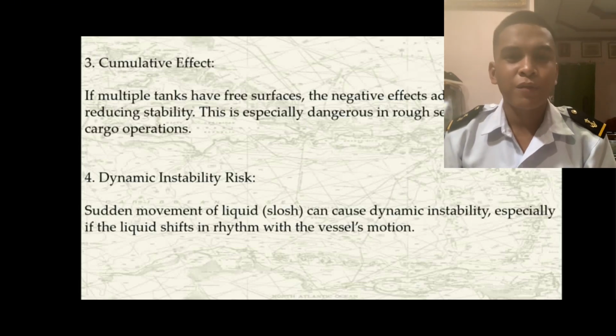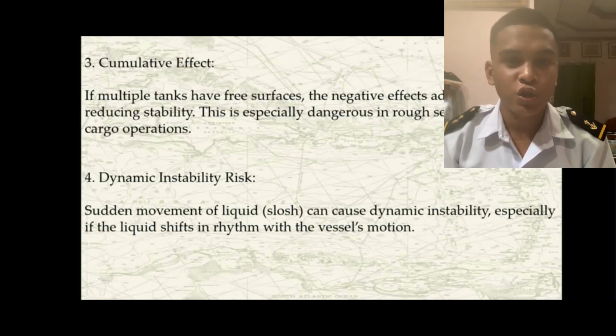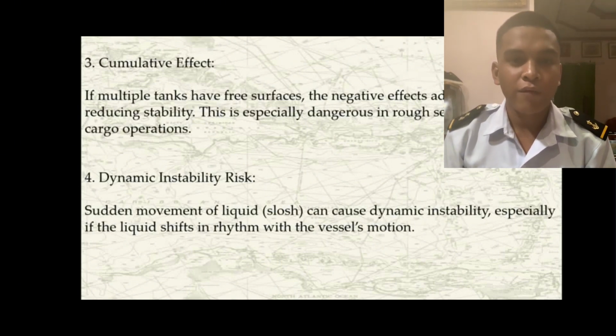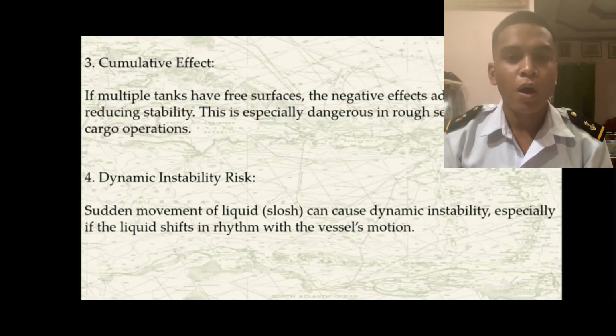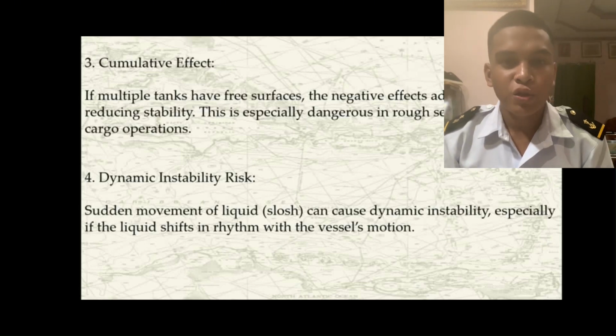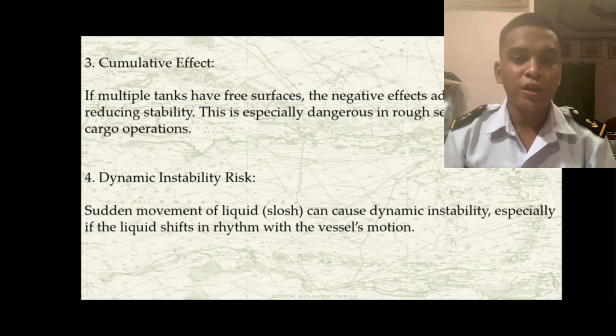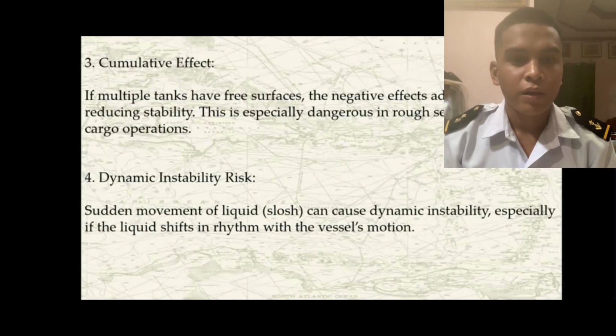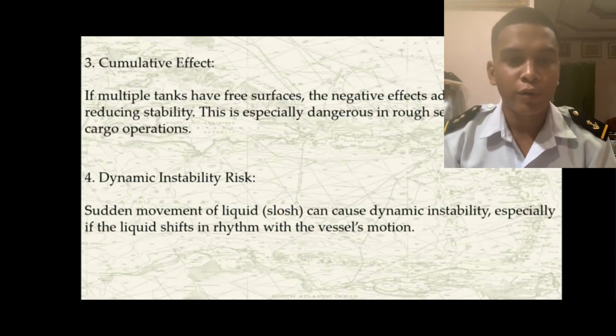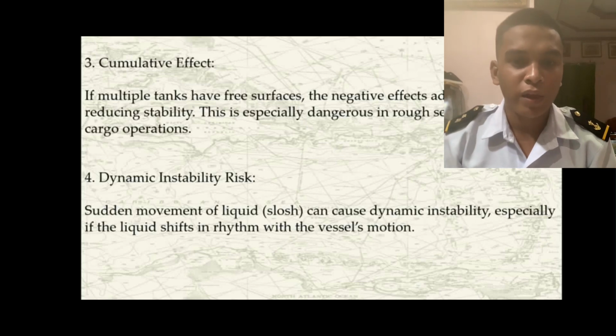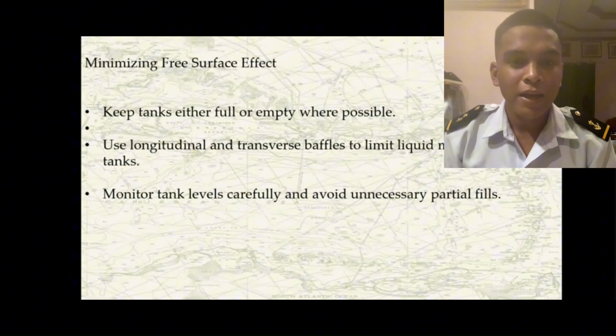If a ship has several tanks that aren't full, the sloshing in each tank adds up. It's like having multiple wobbly legs instead of just one whole ship. It becomes much less stable. This is especially risky in rough seas or when loading or unloading cargo because the ship's movement is greater. So the last effect is dynamic instability.